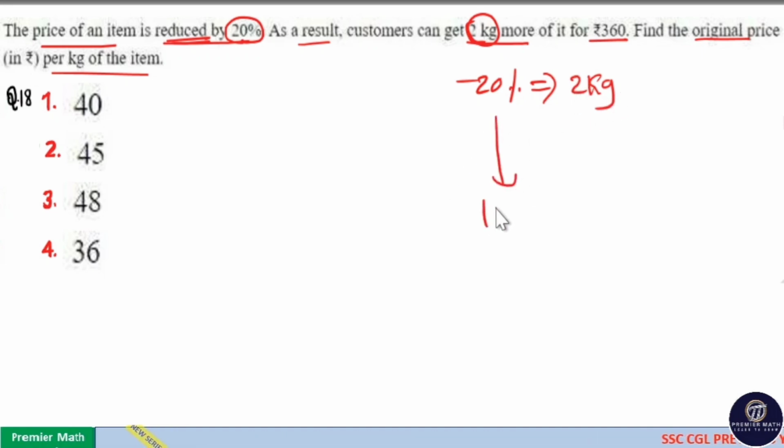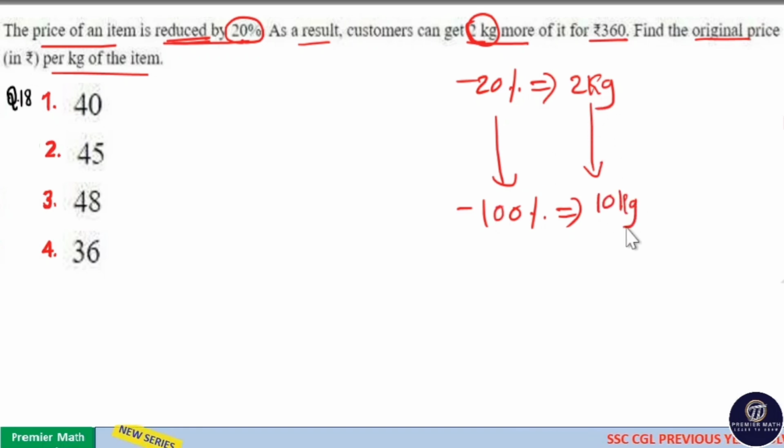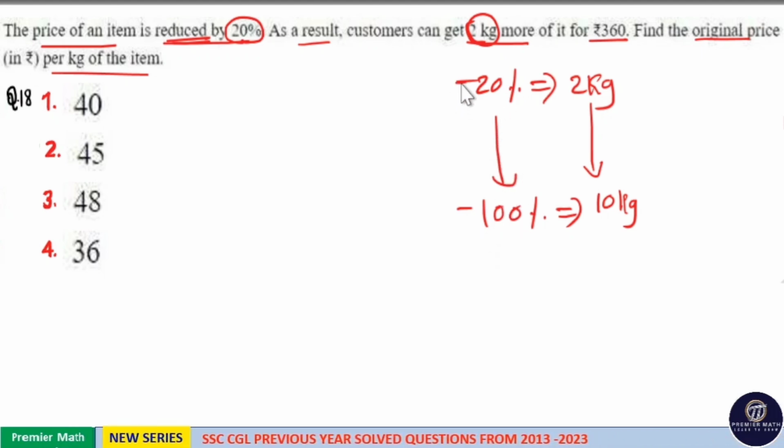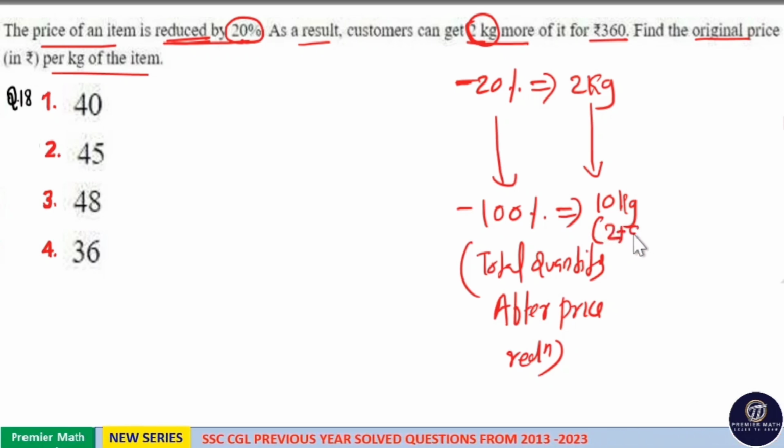Then if I find 100% reduction, then 100% reduction leads to 2 into 5, which is 10 kilogram. You can see this 100% reduction, we made it from 20% reduction, which means this 100% is the total quantity after price reduction, because this 100% is made from this 20%. That is, this 10 kilogram includes this additional 2 kilogram plus the original 8 kilogram.